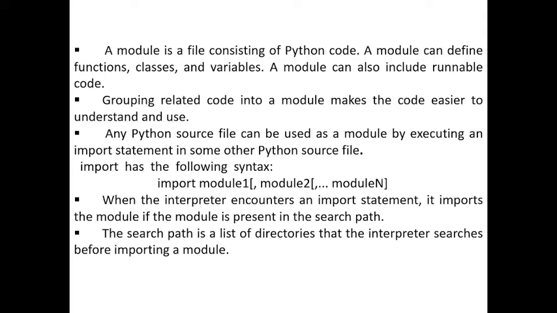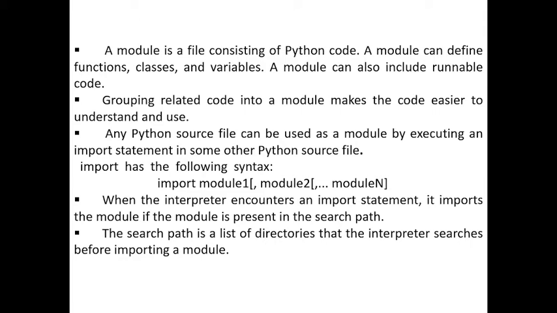Any Python source code can be used as a module by executing an import statement in some other Python source file. That means we can import the module in another Python source file. One Python file is created which is used as a module, and this module can be included in another Python file. Import has the following syntax: import module1, module2, up to modulen.